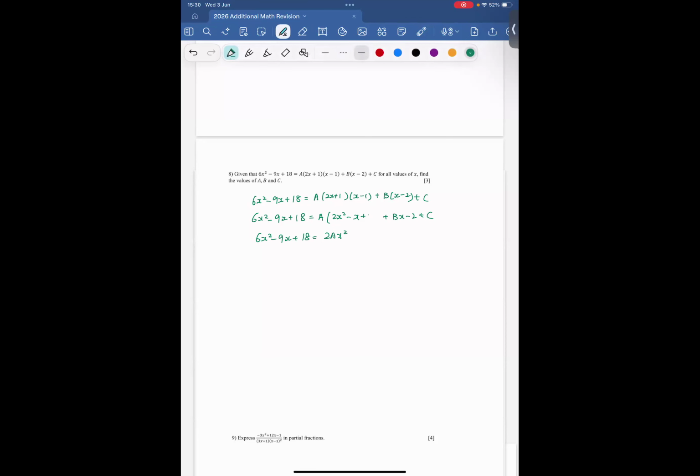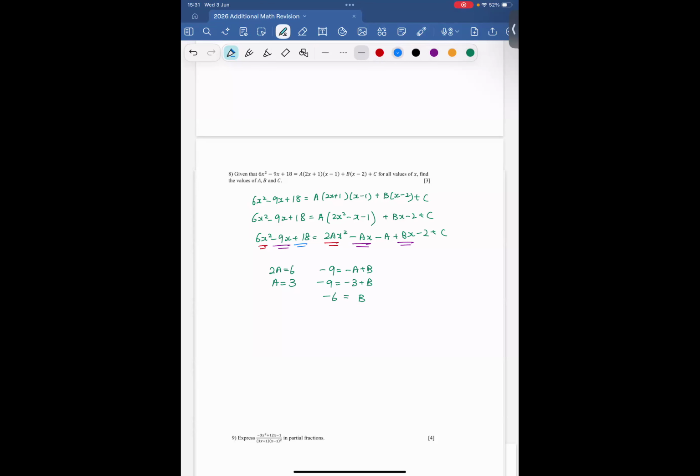Is minus 1. Okay, so we compare the x squared with the x squared. So we know that 2a equals 6 and a will be equal to 3. Now we compare the x with the x. So we know that minus 9 equals minus a plus b, and we know a is 3. So b is equal to negative 6.